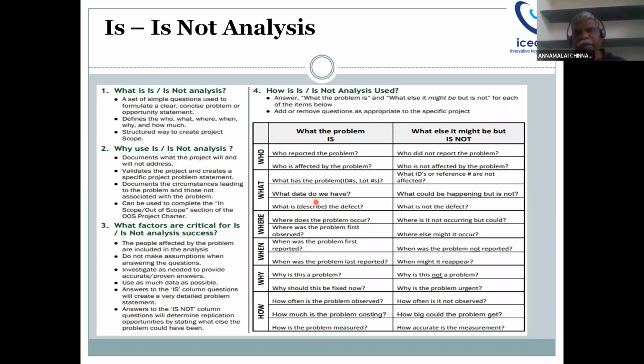Where is the problem? So the problem is only on the exterior surface of the item. Where is not the problem? The problem is not there in the interior parts or on the bottom or the top. It is only on the exterior part. So whenever you address where is and where is not, then you will be able to clearly define the particular problem, right? So you try to answer all these questions: who, what, where, when, why, and how, is and is not. Then you will be able to get a clear identification about the definition of the problem.